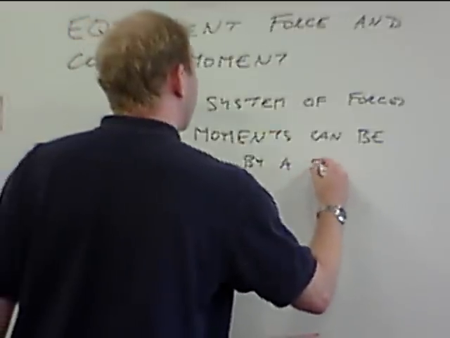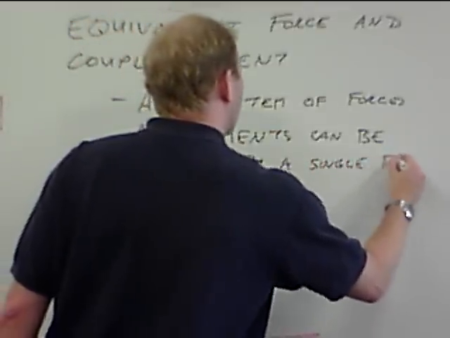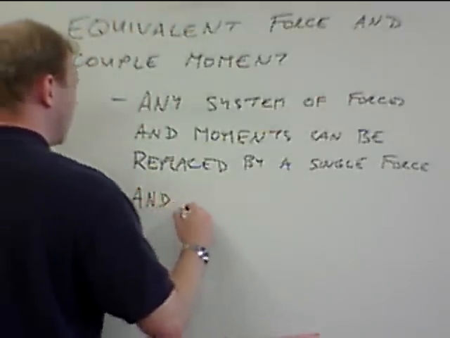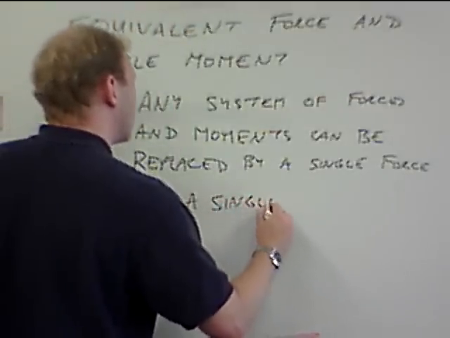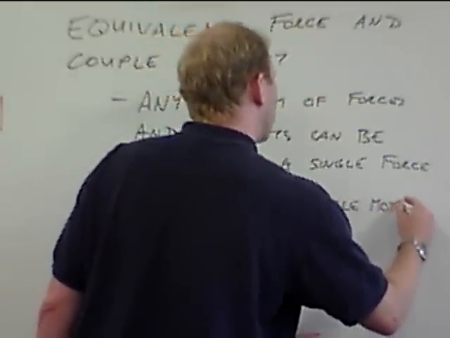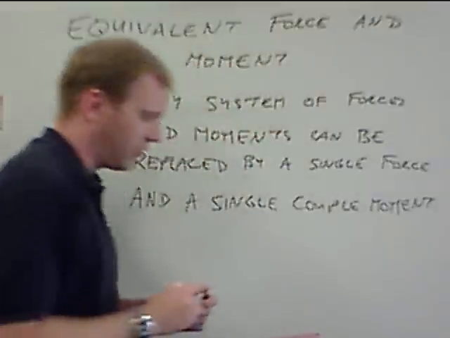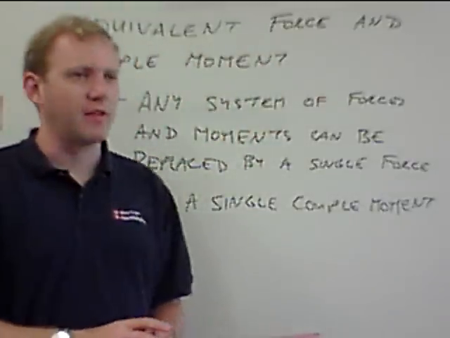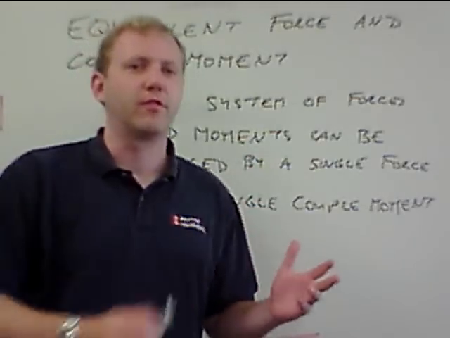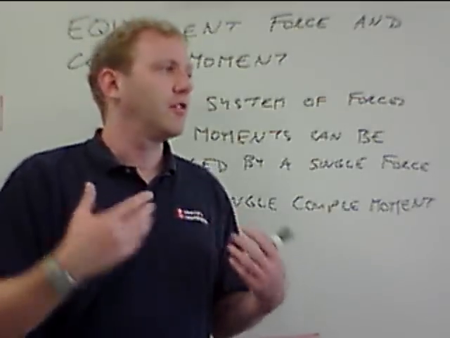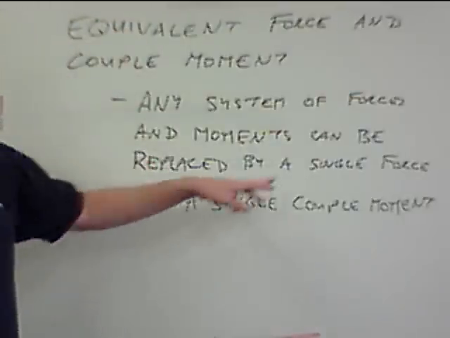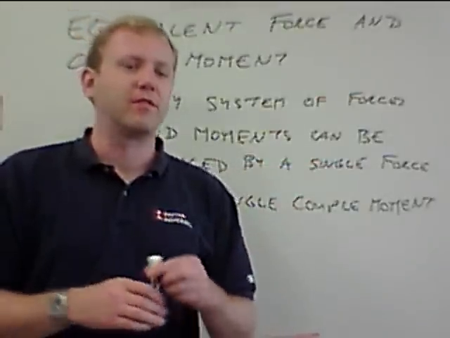a single force and a single couple moment. Essentially how this happens is because as any system of forces acts on an object, there's going to be forces pushing in any of the three directions, and there's going to be some net force which is going to act translationally on the object, and that would be the resultant force. There's also going to be some resultant moment.